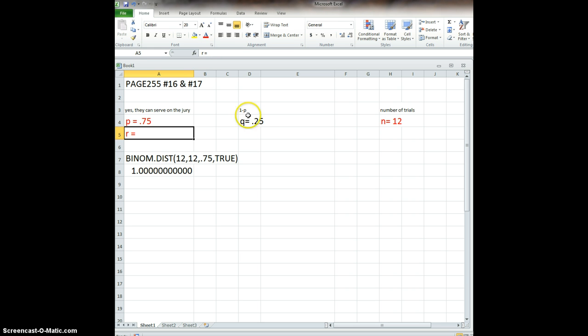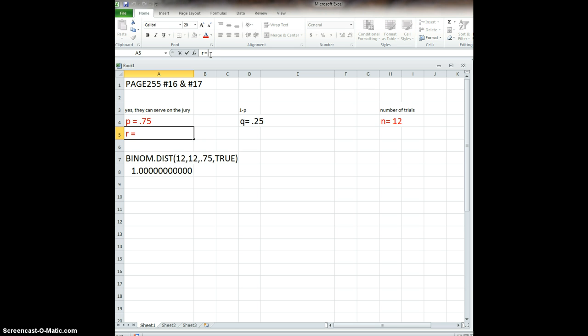How do I know that? Well, the problem told me that the chances that they say no, that they come up with an excuse, is 25%, 0.25. So if failure is 25% of the time, that means success has to be the other 75% of the time. You can always do 1 minus the probability of success. That gives you the chances of failure. And the third thing you need to identify is R. And R is how many successes are we trying to find the probability for.